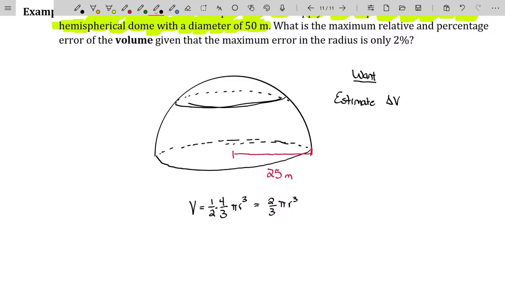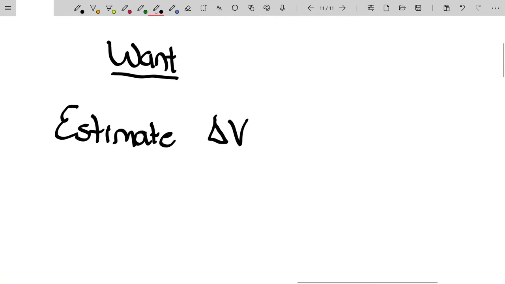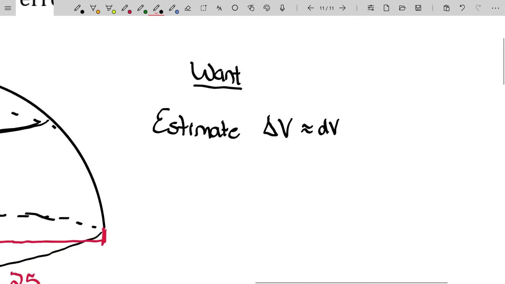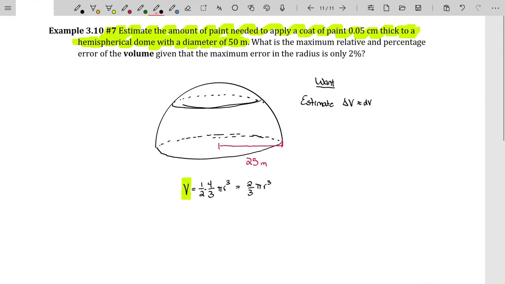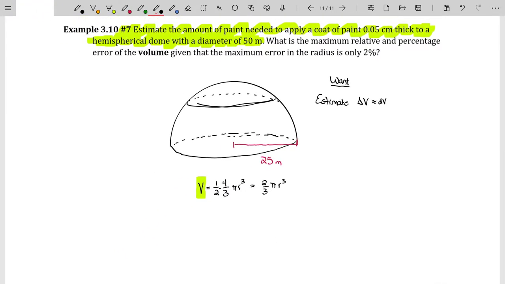So we have an output V here, and we just want to know how that output changes when we apply this paint. We can estimate that by looking at dV instead. That would be much easier than actually computing our new volume and subtracting off our old volume, and having to grab a calculator, which we still might have to do, to be honest with you. But let's estimate the change in volume using the differential.